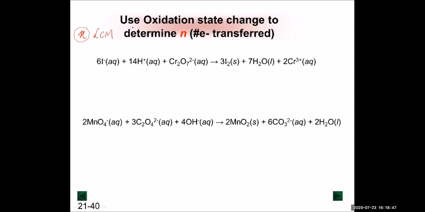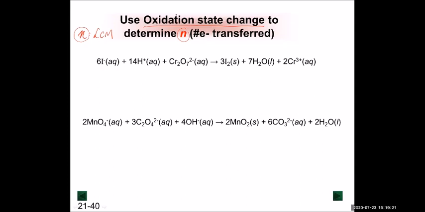There's another way to find out the number of electrons transferred. It is to use the change in the oxidation state. And we also consider how many atoms undergo such a change. So the number of atoms times the number of electrons transferred per atom, we get the number of electrons transferred, which is the n. So how to do that? Let's see, I give two examples here.